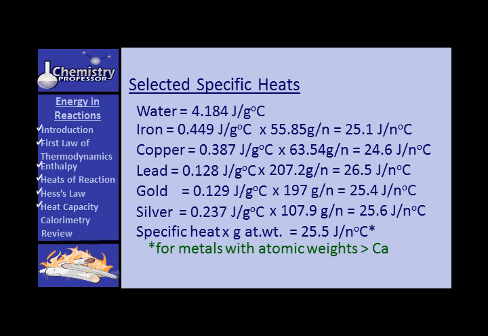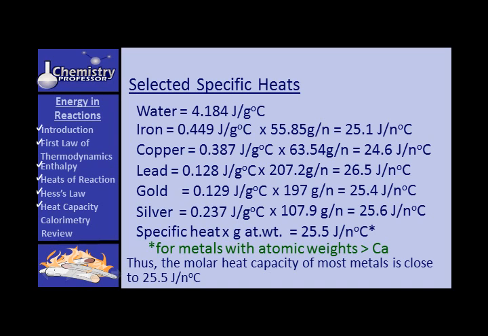What we're showing is that when you're talking about molar heat capacity, the molar heat capacity for most of your metals with atomic weights greater than the atomic weight of calcium are very nearly the same. We have a general formula that we use that says specific heat of a metal times its gram atomic weight will give us about 25.5 joules per mole degree Celsius as its molar heat capacity. So, the molar heat capacity of most metals whose atomic weight is greater than calcium's is about 25.5 joules per mole degree Celsius. That can be a handy piece of information to have tucked away somewhere.